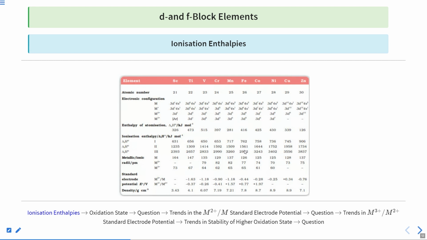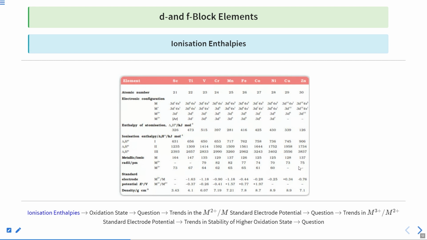Then again we see a decrease, and the reason is very obvious, as we move from 3d6 to 3d5. So M2 plus means you can say that Fe2 plus has 3d6 and Fe3 plus has 3d5. So as we move from Fe2 plus to Fe3 plus, we are moving from a partially filled to a half filled orbital, and therefore the ionization enthalpy is less. Then again it starts increasing and it increases up till zinc.